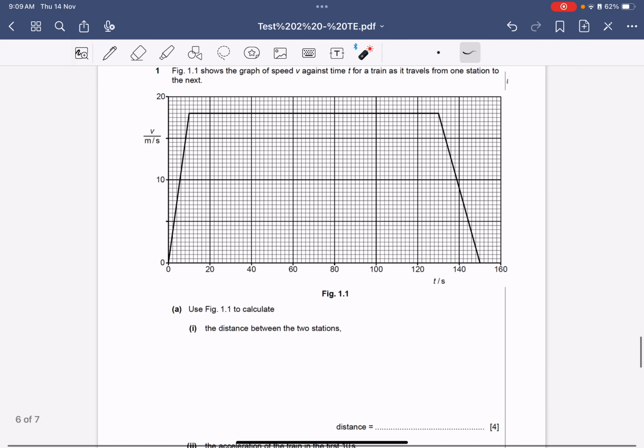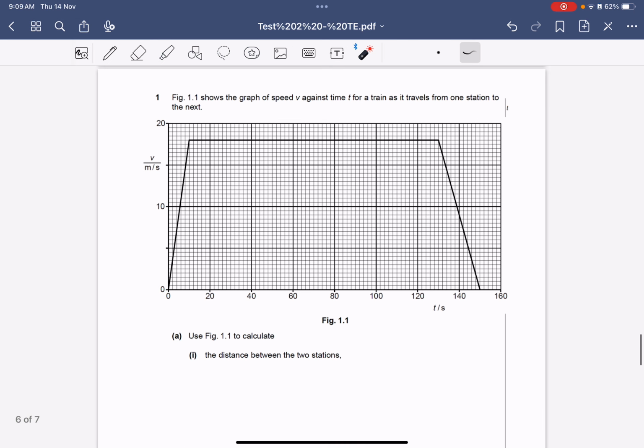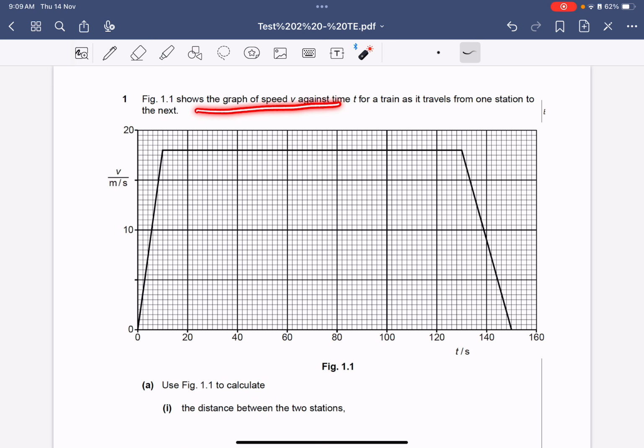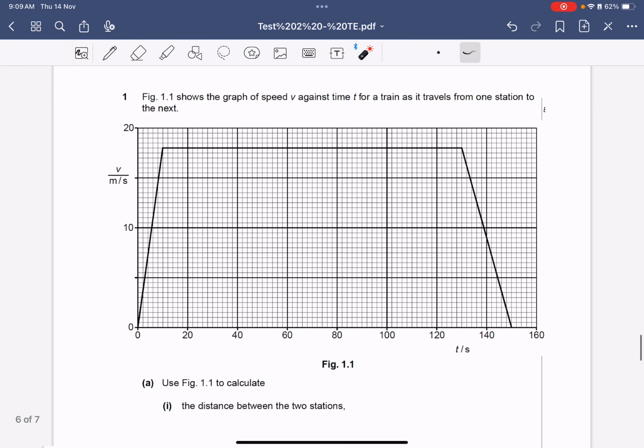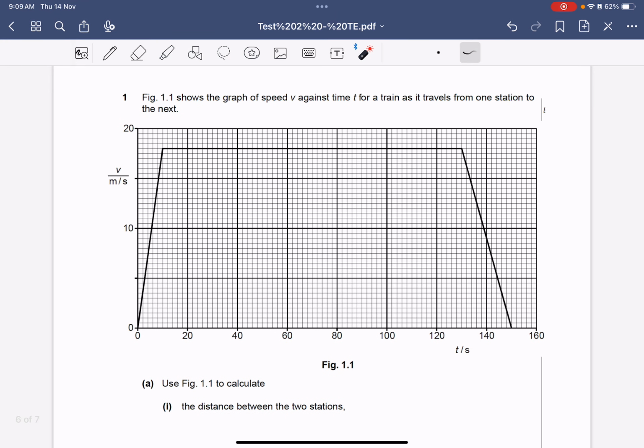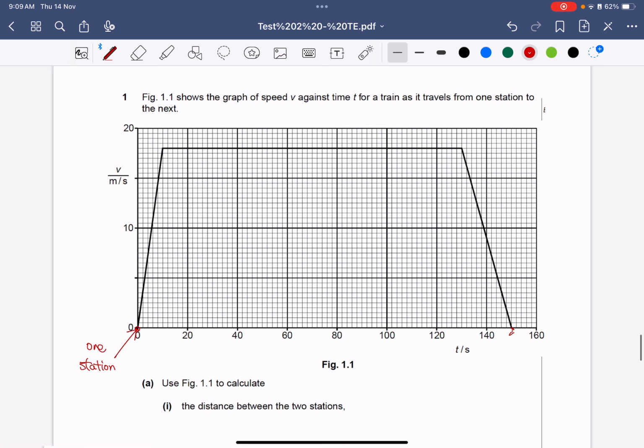Here, distance between 2 stations. Okay, let's read the graph. Figure 1.1 shows the graph of speed v against time t for a train as it travels from one station to the next. So therefore, we can deduce that this is station 1, because it was at rest there. And this is another station, because the speed is 0 there. Correct? To arrive at the station, the train needs to stop.